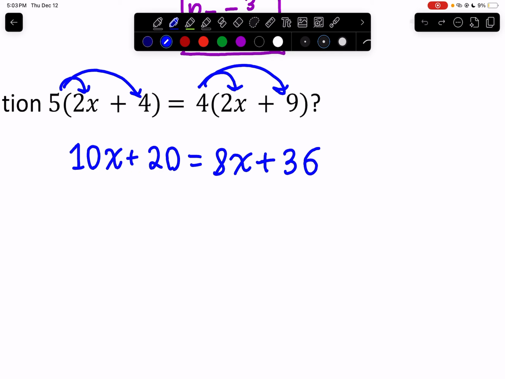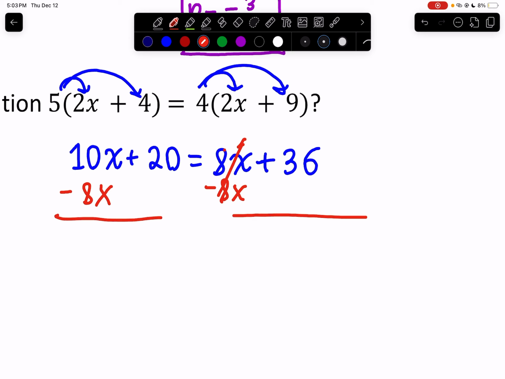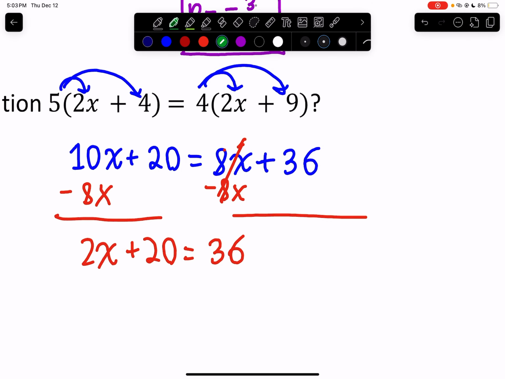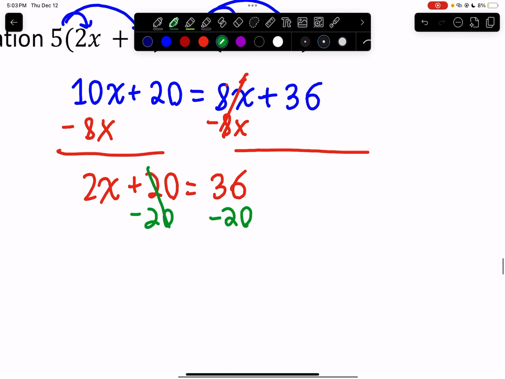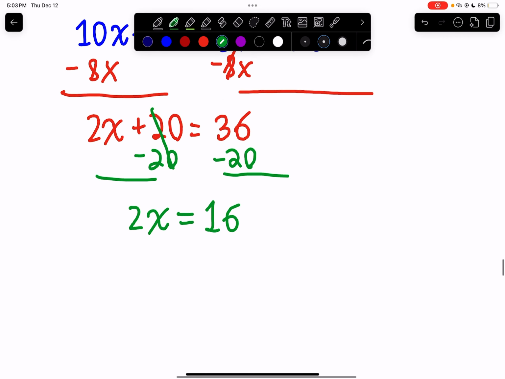Now to go further than this, let's get our x's on the same side. I'm going to choose to move them onto this side. So I'm going to take away 8x from both sides. So I get 2x plus 20 equals 36. And now I'll get my constants, or my numbers, on the other side. So take away the 20. So I get 2x equals 16. And then lastly, I divide by 2. X is equal to 8.